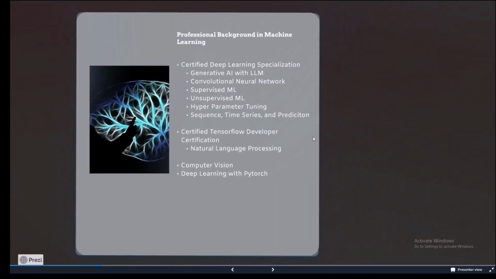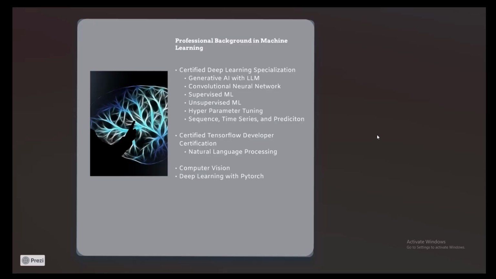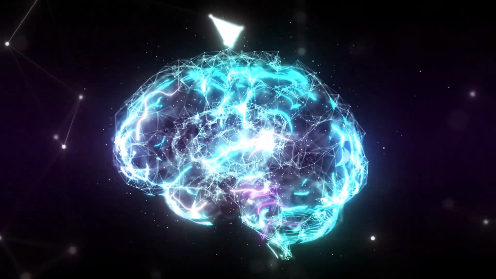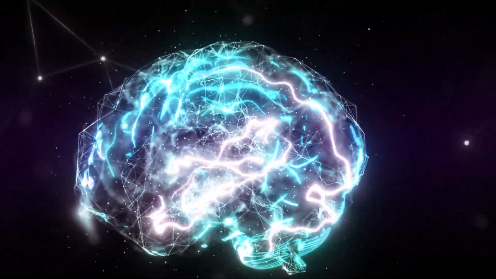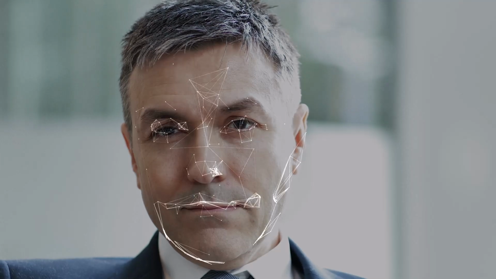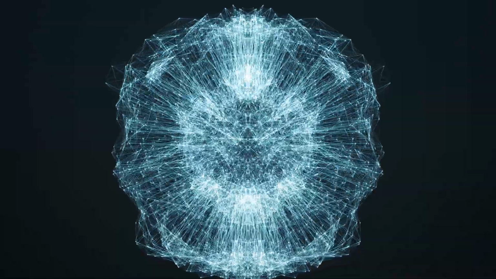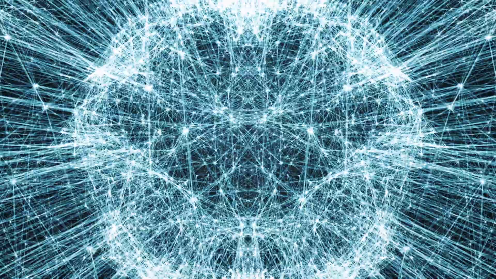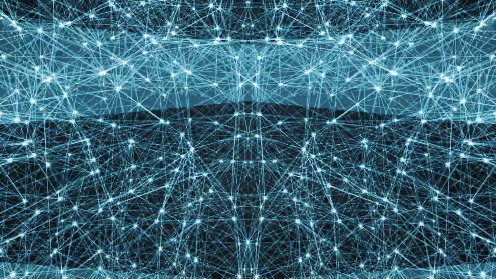A little background on my certifications. I'm a certified deep learning specialist. I've gone over generative AI with LLMs, convolutional neural networks, supervised machine learning, unsupervised machine learning, hyperparameter tuning, and also worked with sequence and time series with prediction. I'm also a certified TensorFlow developer with natural language processing. I also got the computer vision certificate, working with classifications, and also deep learning with PyTorch. If you're familiar with that, it's the open source code that would help you in your coding endeavors. But this is no code, so we probably won't be touching on that for now, but I have the experience in it.